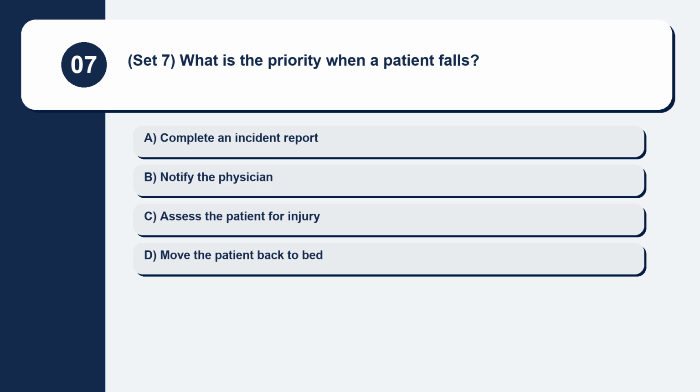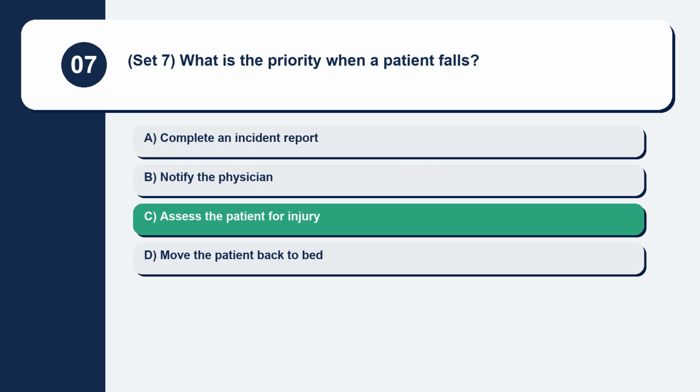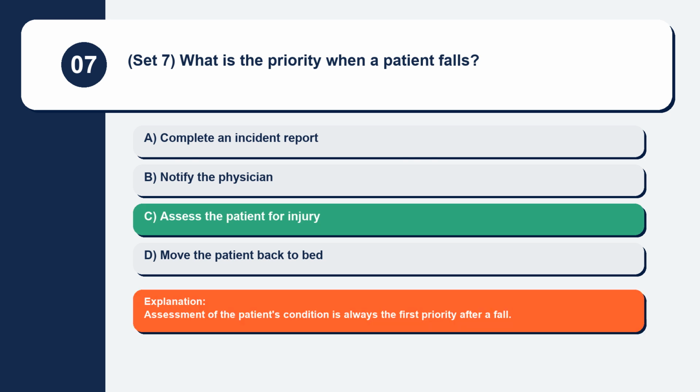Question 7. Set 7. What is the priority when a patient falls? Complete an incident report. Notify the physician. Assess the patient for injury. Move the patient back to bed. Assessment of the patient's condition is always the first priority after a fall.